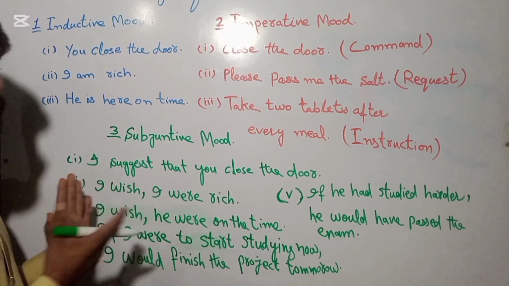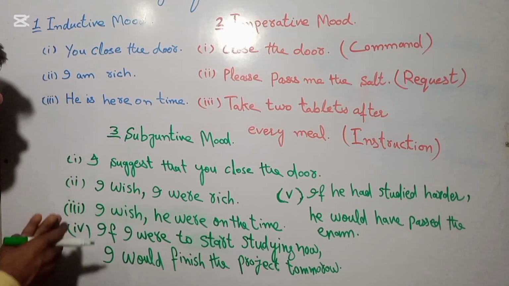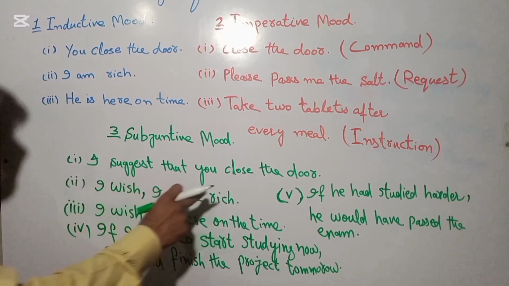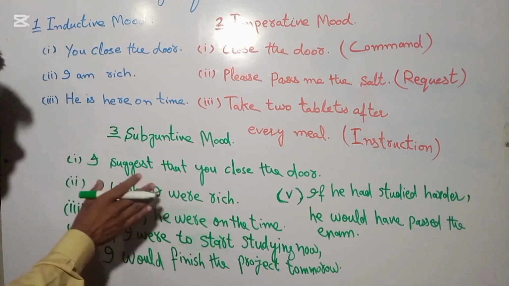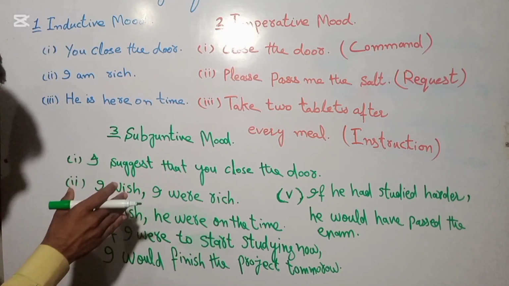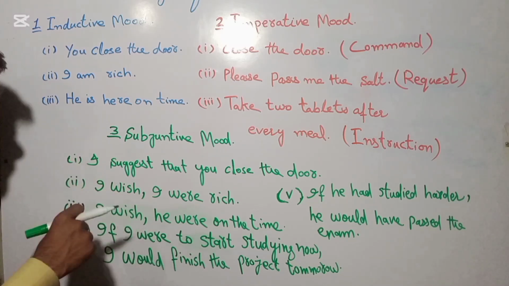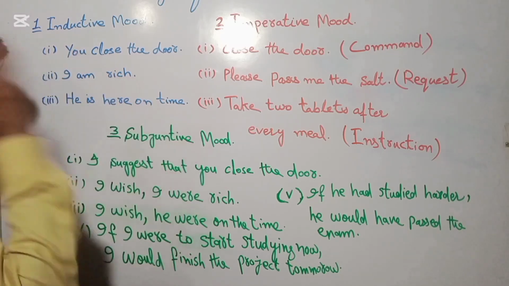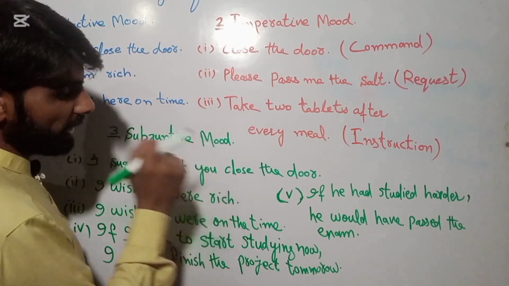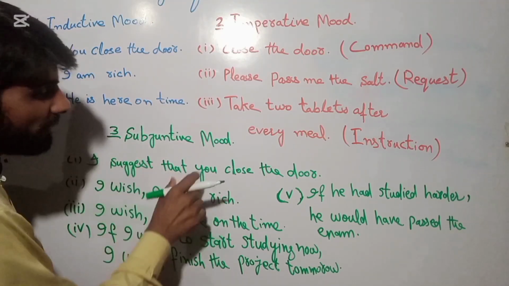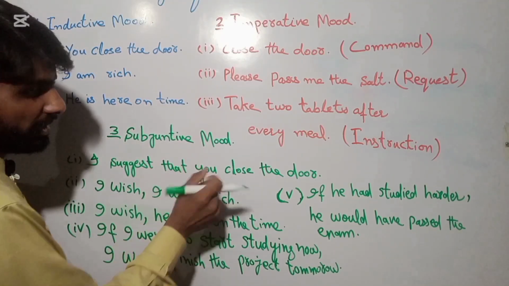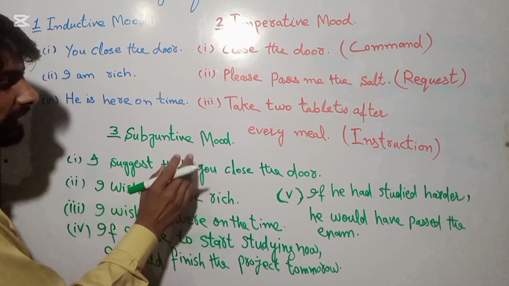So now we'll see examples of them. I suggest that you close the door, right? So this is a suggestion, right? We are saying to someone, I suggest that you close the door, right? So if I write here he, for example, I will write here he.